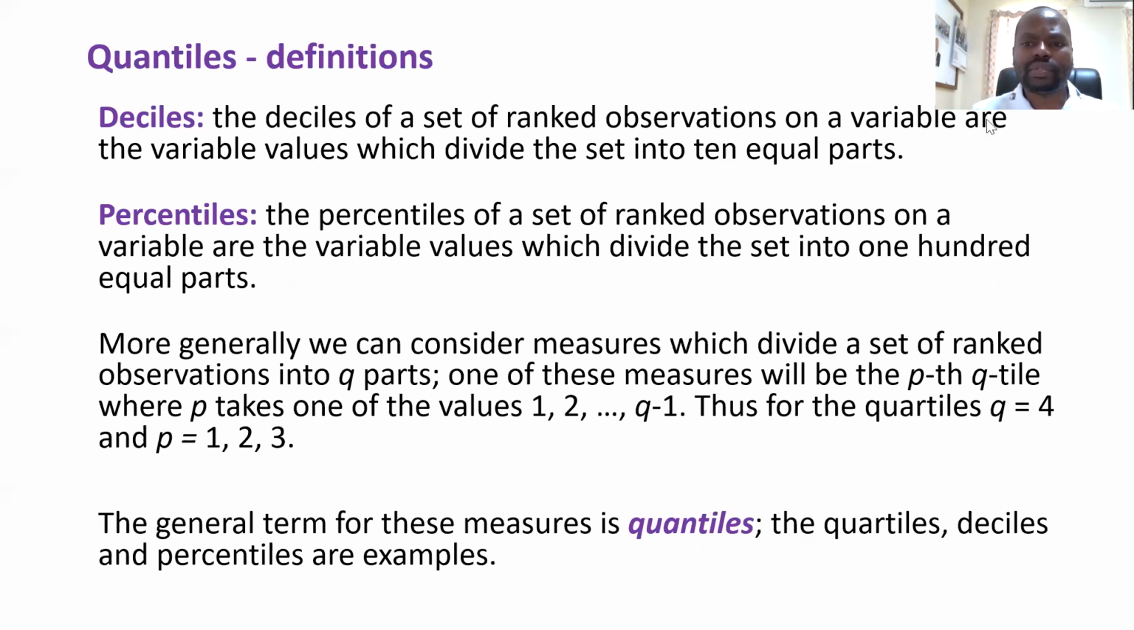More generally, we can consider measures which divide the set of ranked observations into Q parts. One of these measures will be the pth quantile, where P takes one of the values 1, 2, up to Q minus 1. Thus for the quartiles, Q is equal to 4, and then P is 1, 2, 3, which stands for the first quartile, the second quartile, which is basically the median, and the third quartile. The general term for these measures is quantiles. The quartiles, deciles, and percentiles are just a subset of that.